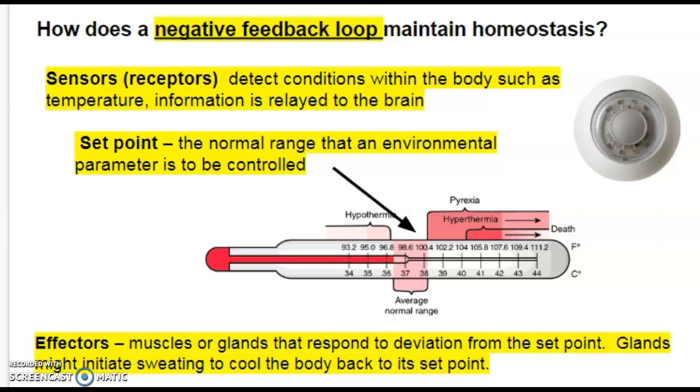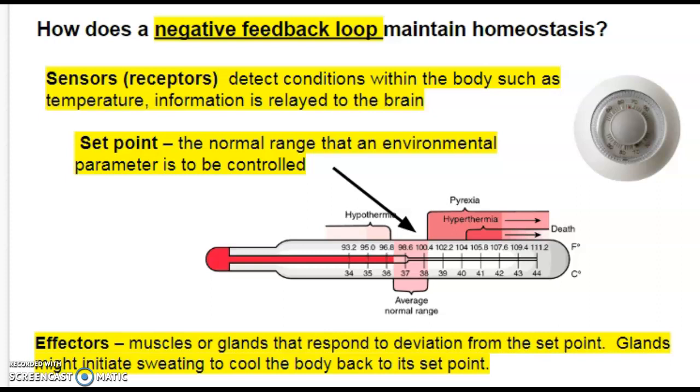The effectors are going to be muscles or glands that are going to respond to this deviation of the set point. So pretty much it's just like a thermometer in your house. If you have the air conditioner set at 75 and it starts to get warmer in there, it's going to detect that and kick that air conditioner back on. Now with you guys, let's say that you detect that your body temperature is getting too hot. Your effectors may initiate the sweating to cool you off. Okay.